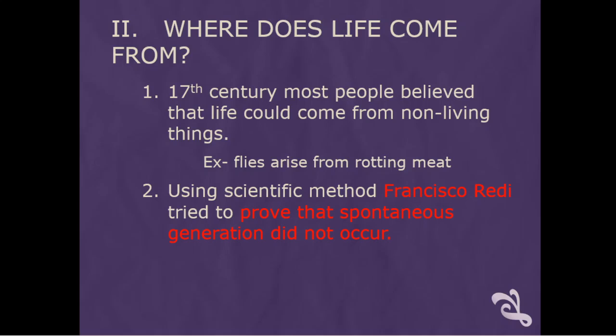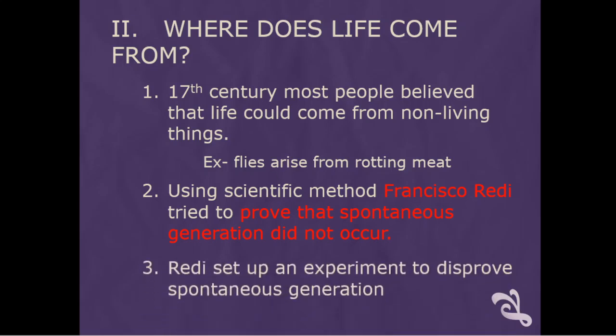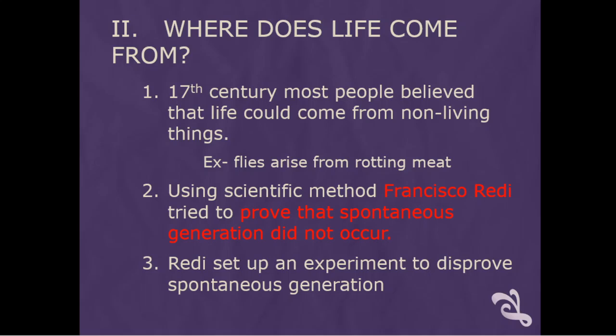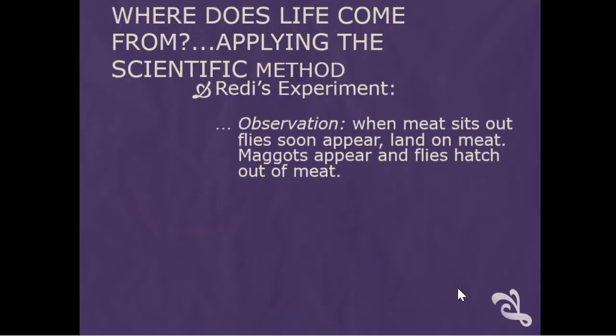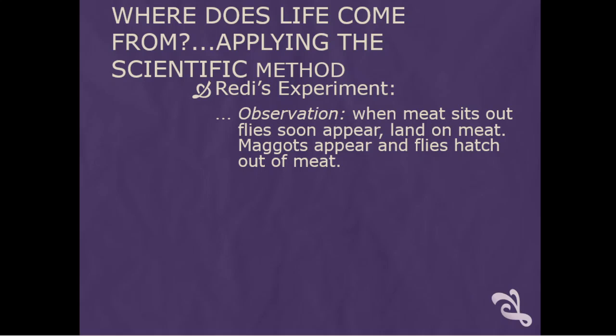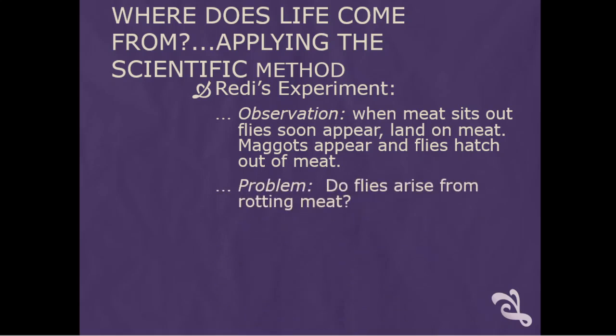So using the scientific method, which we talked about last week, Francesco Redi tried to prove that spontaneous generation did not occur. So he had an experiment that he did that showed that with spontaneous generation, you could not get a living thing from a non-living thing. So Redi set up an experiment to disprove spontaneous generation. Okay, so this is what he did. His observation, remember our 5 steps, was when meat sits out, flies soon appear. They land on meat, maggots appear, and flies hatch out of meat. So that's what he saw if he just left the meat on the counter.